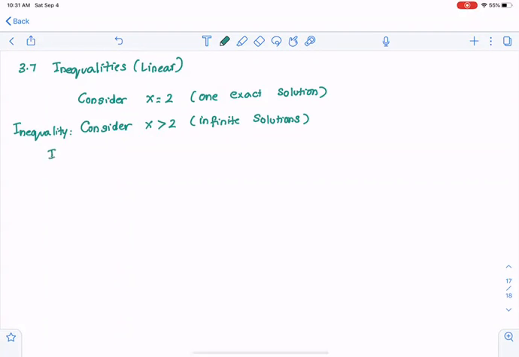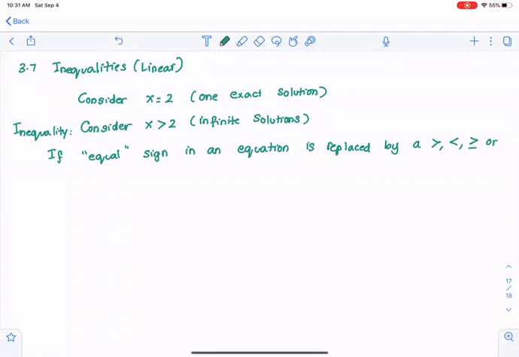So if the equal sign in an equation is replaced by a greater than, less than, greater than or equal to, or less than or equal to, then we have an inequality.